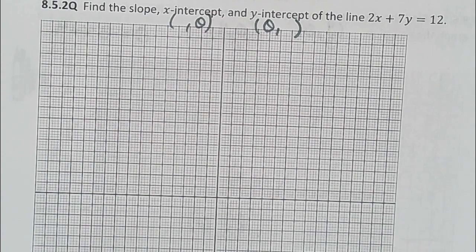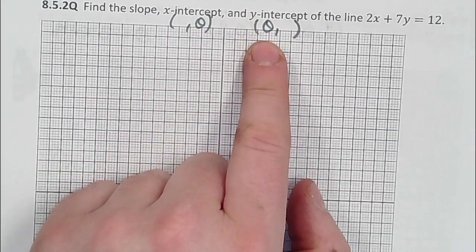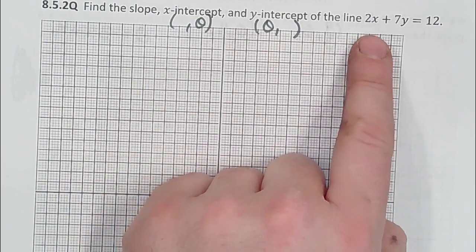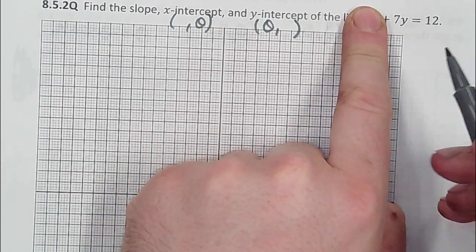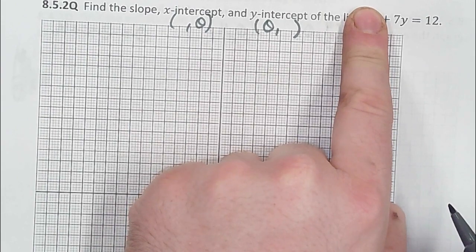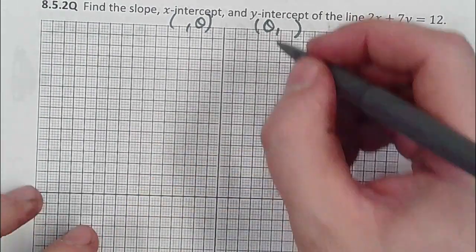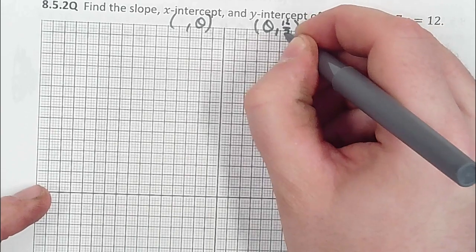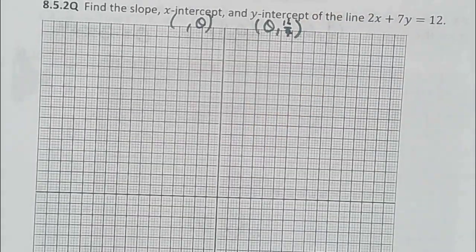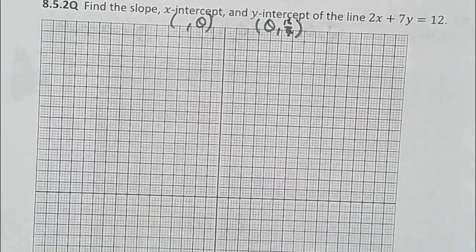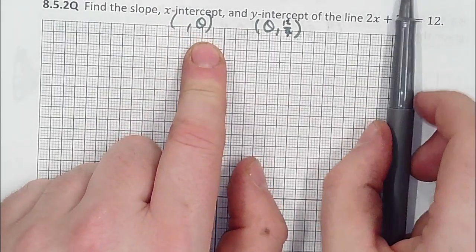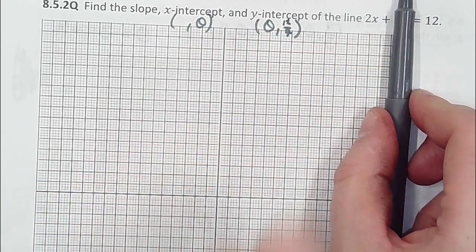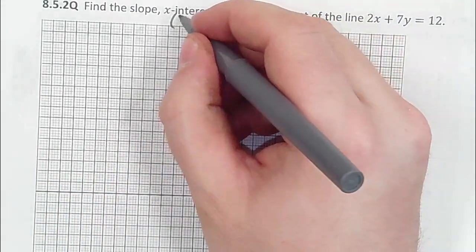So let's find them. Imagine that x is 0. What happens when x is 0? It goes away. What times 7 gets you 12? Got to be a fraction. 12 over 7, because when you times that by 7, you get 12. 12 sevenths. Now, for the x-intercept, imagine y is 0. What's going to happen? It goes away, right? So what times 2 is 12? 6. So (6, 0) is our x-intercept.